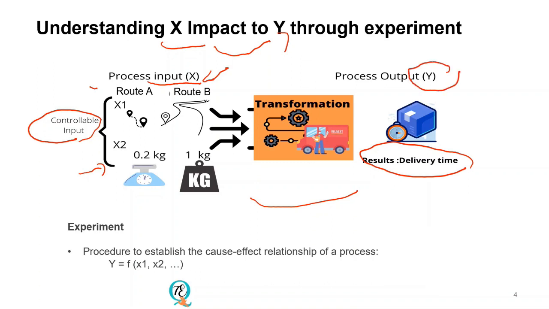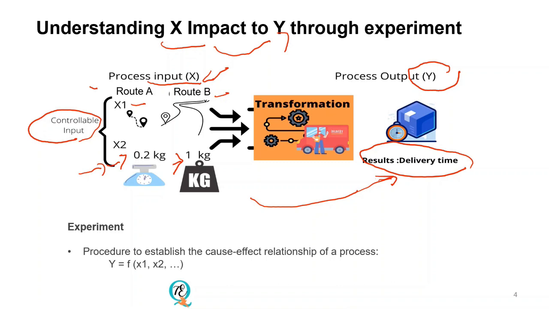In route itself, we would like to try out several routes, which is known as level in a factor, route A, route B, and also different weights. It could be 0.2 kg, 1 kg, and check if there is any significant impacts on the delivery time, and what is the best setting for the weight and distance to achieve the best or the lowest delivery time.